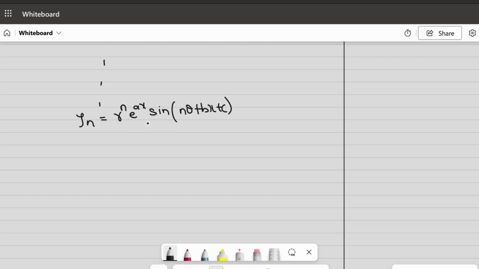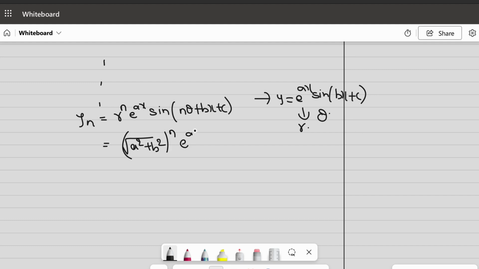Now here we have to substitute the values of r and theta, because in the question, that is y equal to e power ax into sin of bx plus c, we don't have the values of r and theta. So we have to replace the r and theta values with the a and b values. We already derived the value of r. So let us substitute those values as root of a square plus b square whole power n and e power ax into sin of, we know that the value of theta is tan inverse of b by a, plus bx plus c. It is the final nth derivative for the given standard function.